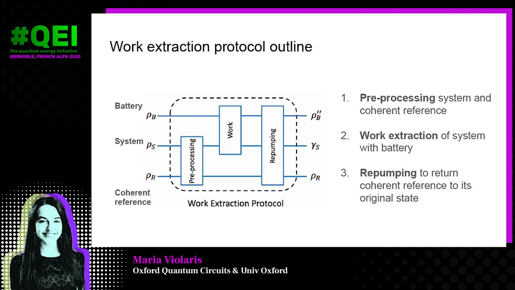And this is an outline of how that protocol actually works. How do you extract this extra energy and this extra work? So the idea is that you've got these three systems. We have a battery, which is where we'll charge it up with the work extracted. We've got the system that we're extracting work from, and the coherent reference, which is acting as this coherent catalyst. And then there's three steps. There's pre-processing, which prepares the catalyst and the system into a state that's optimal for this work extraction. Then you have a work extraction step with the system and the battery. And then finally, this repumping step is to get the catalyst back to its original state so that it's really functioning as a catalyst that you can reuse.